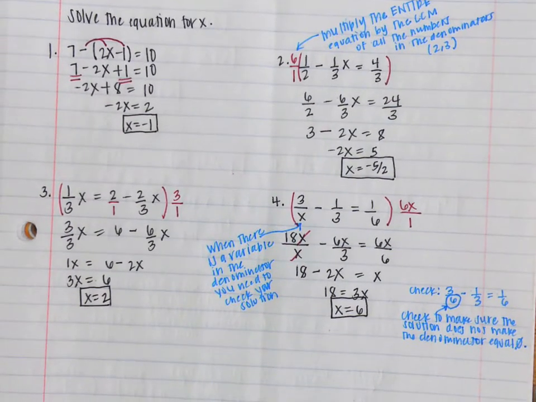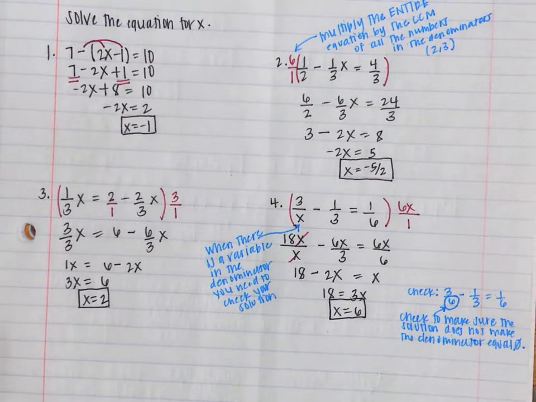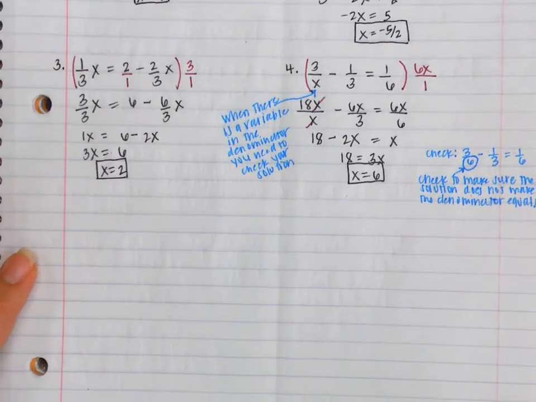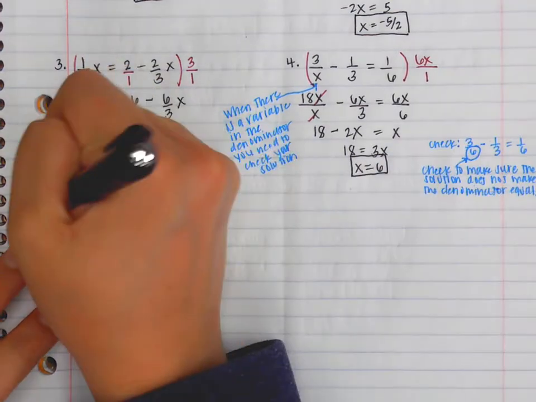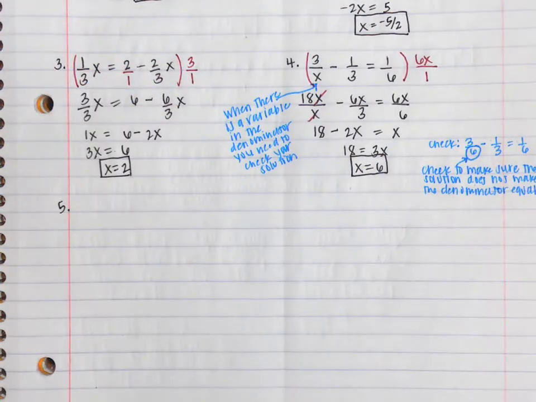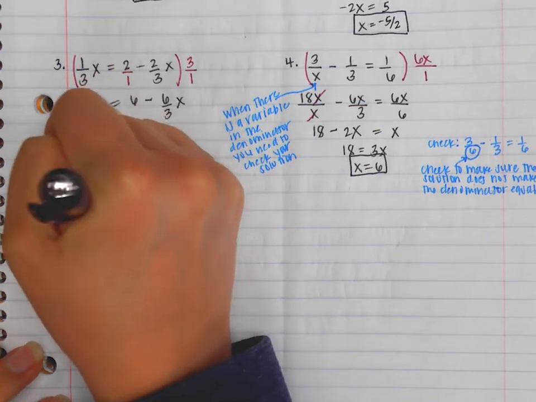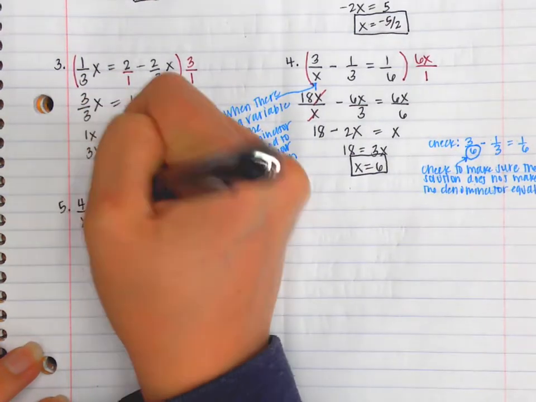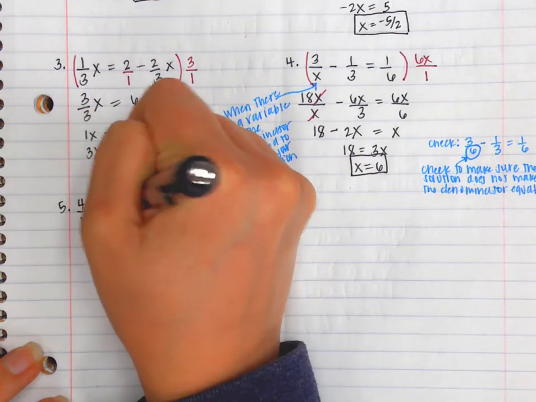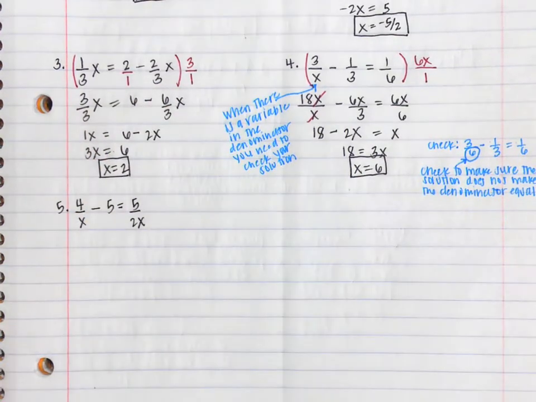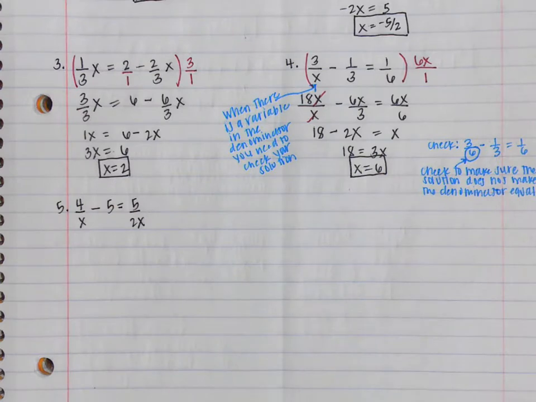Okay, let's try another one. So number 5 is going to be 4 over x minus 5 equals 5 over 2x. So first thing I'd want you guys to think about is what would you want to multiply the entire equation by to get rid of the fraction? So first, think about that on your own. Come back, see if you got the right thing, and then we'll keep going.